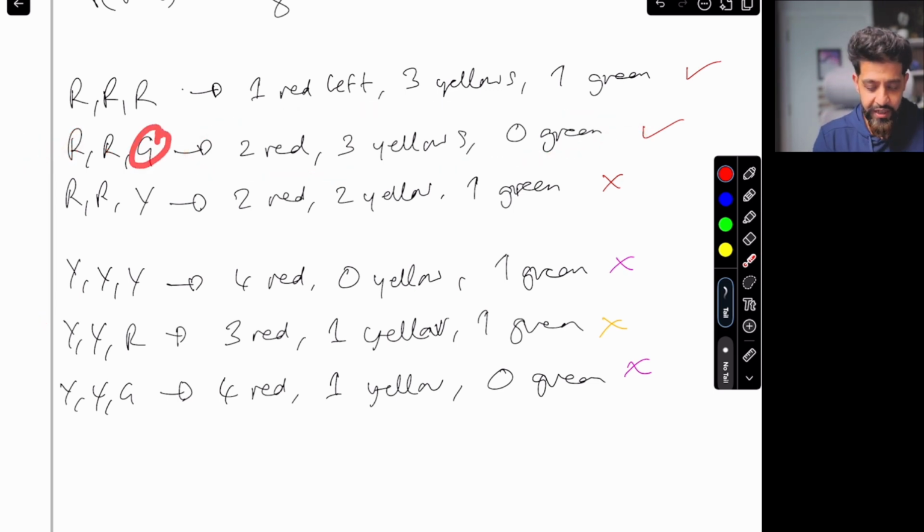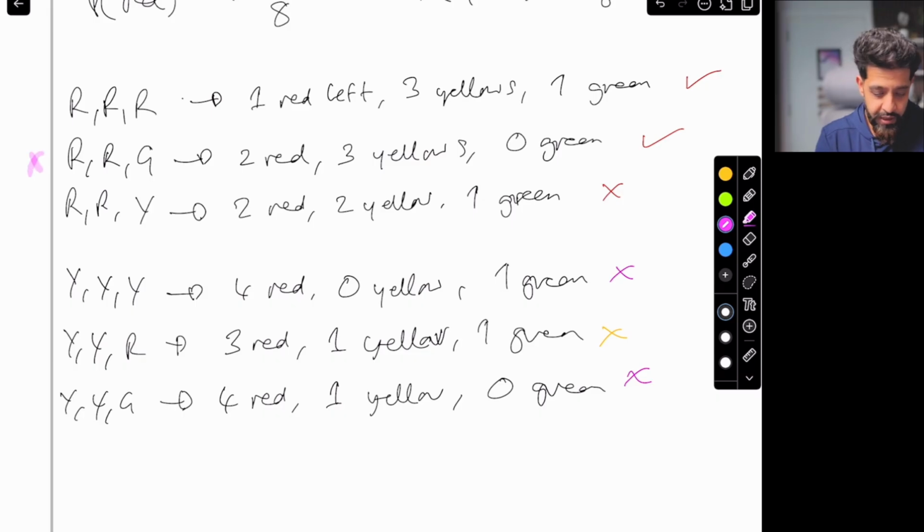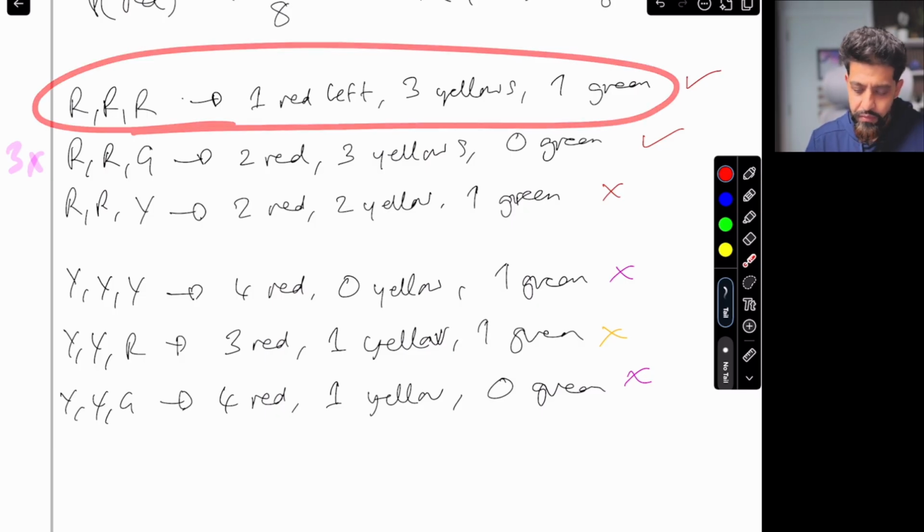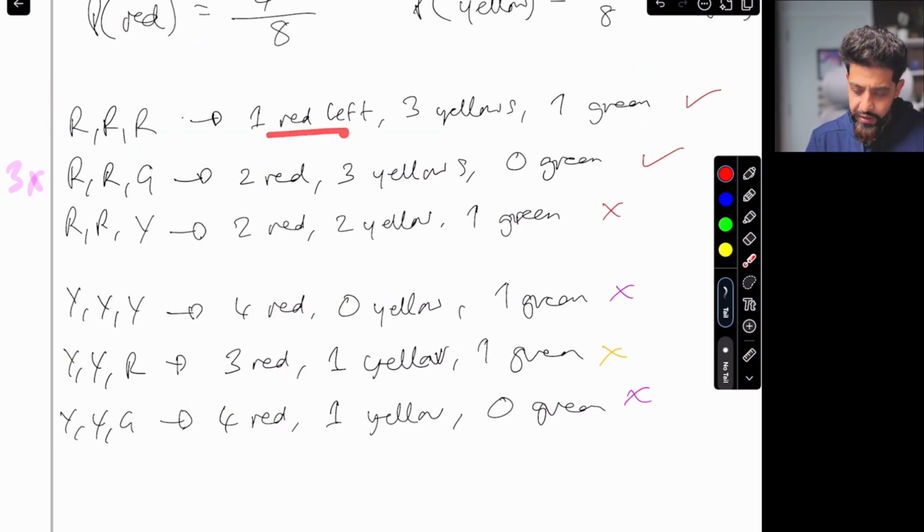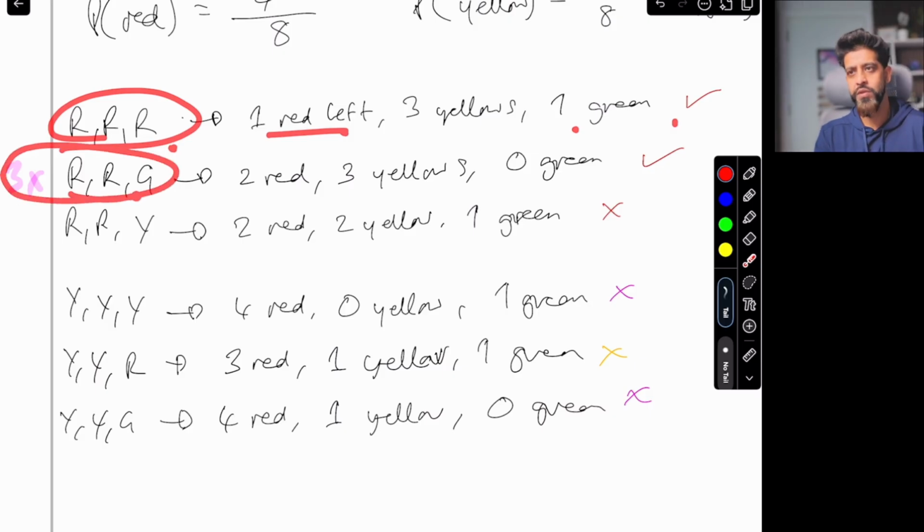You can have the green at the end, you can have the green in the middle, or you can have the green at the beginning. So you get that 3 times. Okay, I'm just going to make a mark here that this is going to be 3 times as much. We've got 3 of these. Where else? It's this other situation here. So 1 red left. Okay, that's fine. So we basically got that plus 3 of those, and that's it.